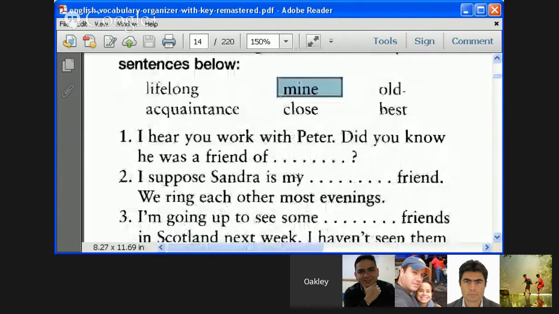Simple enough. Very common phrasing. He's a friend of mine. Oh, yeah, he's a friend of mine. This is very common phrasing in English.